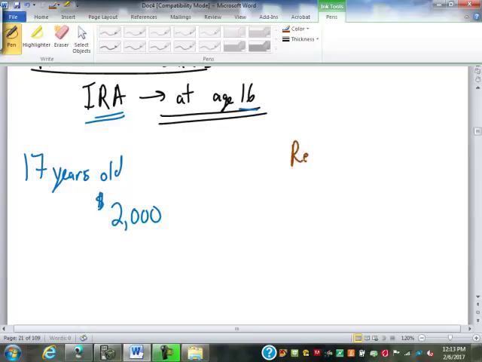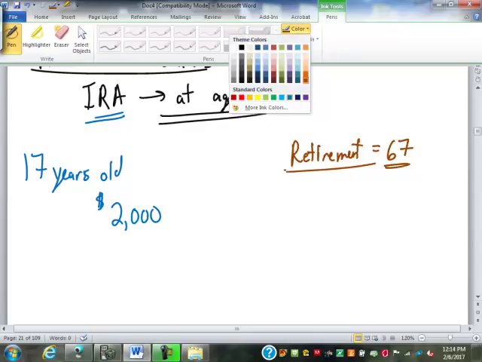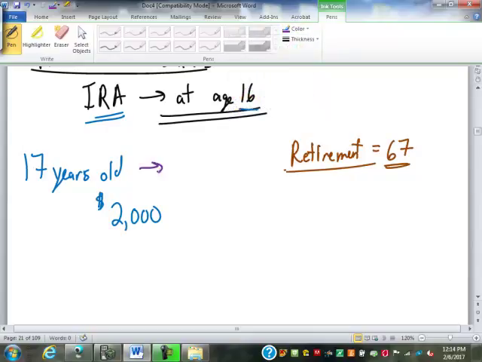Retirement: what's been published right now for people my age, I'm 43 years old, I will not be able to retire until the age of 67. I won't be able to draw full Social Security until 67. For you guys, it's going to be slightly older than that. There's a formula that's involved. But let's just say you can do it at 67. So that is 50 years between now and when you can retire.